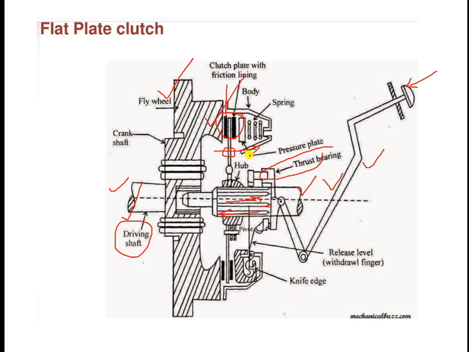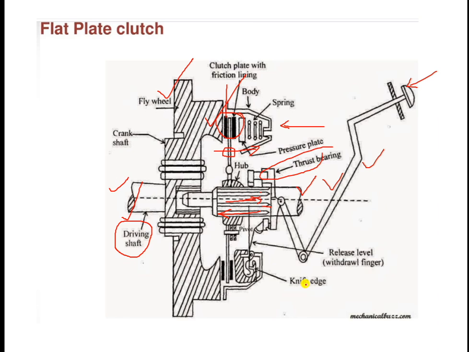Whenever you press the clutch pedal, the movement will be along this side, and there is disengagement of the clutch. Whenever you release it, the movement of the shaft will be towards this side, and there will be engagement, and the power will be transmitted through friction. The friction is responsible for transmitting the power from the driving shaft to the driven shaft.